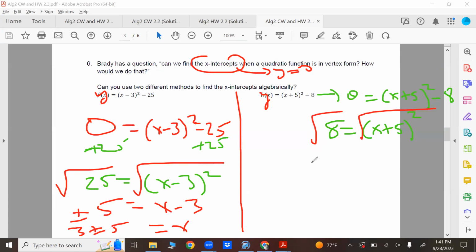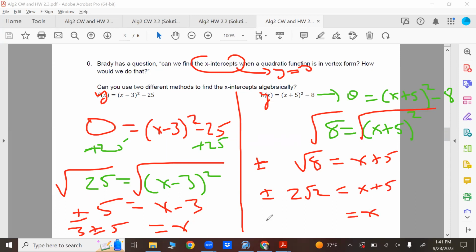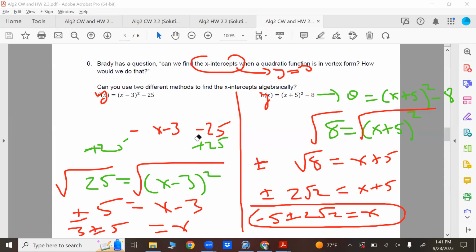I like it. So we have root 8 equals x plus 5 plus or minus. Now, do you guys remember how to simplify radicals? Yes. Yeah, you know, personally, I don't care, but if you want to, it's totally fine. Over two. Some people. So same thing. Same thing. I wasn't sure what you were talking about. Now I do.